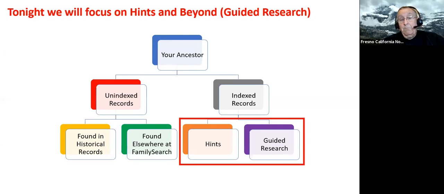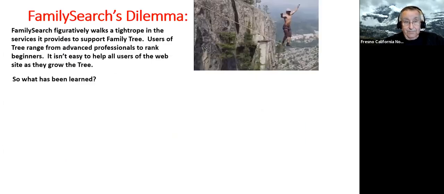In subsequent months, we will talk about the records found in historical records, both indexed and unindexed. And then we'll also talk about records that are found elsewhere on FamilySearch that aren't really in the record search section, the historical record section of FamilySearch. And then also some other kinds of records like books and things like that. But tonight it's hints and guided research.